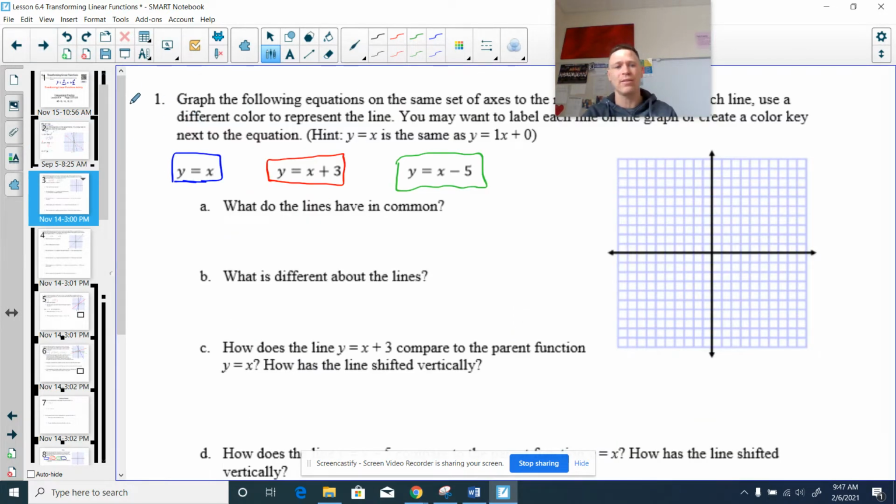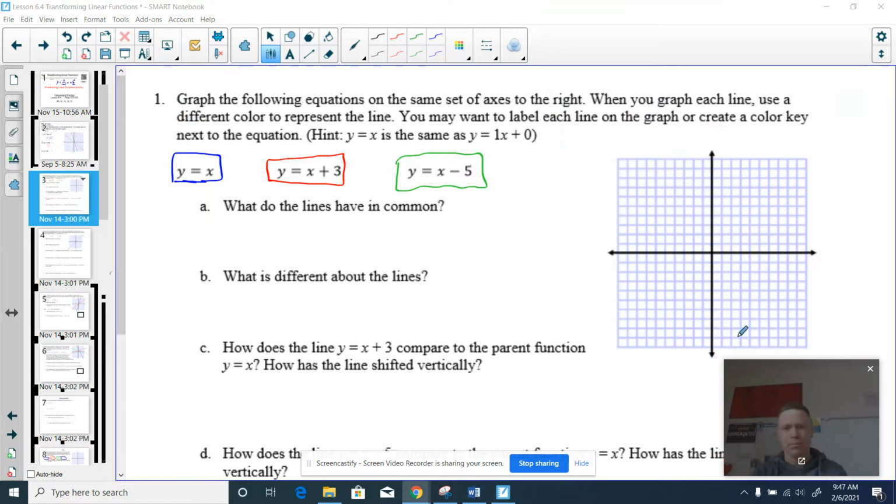All right, on to the activity here. Question 1 was actually not printed in your packet. This is the first one in the activity, though, and that's not really a big deal. This is something that we will start off with. It says graph the following equations on the same set of axes on the right. When you graph each line, use a different color. I'm going to try to do that.